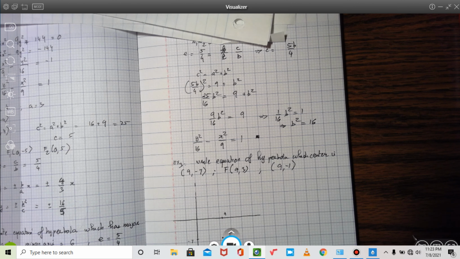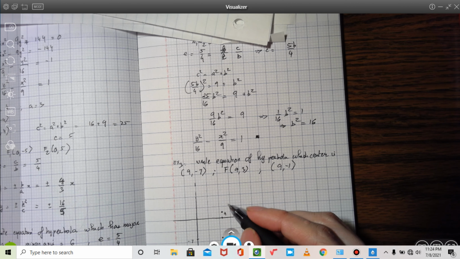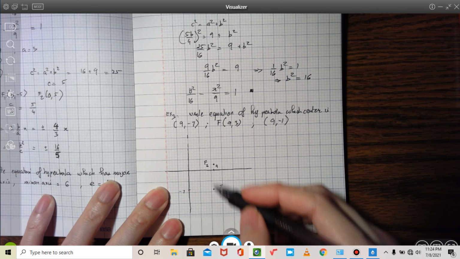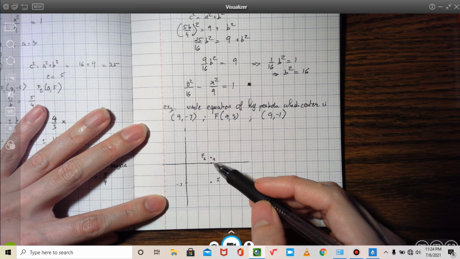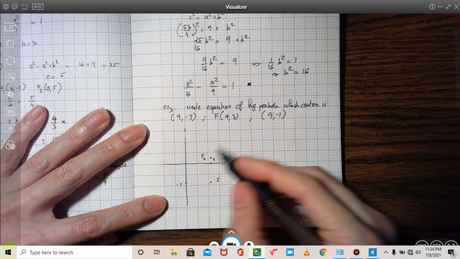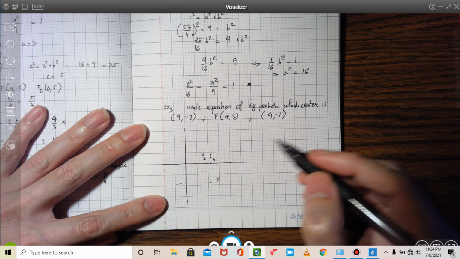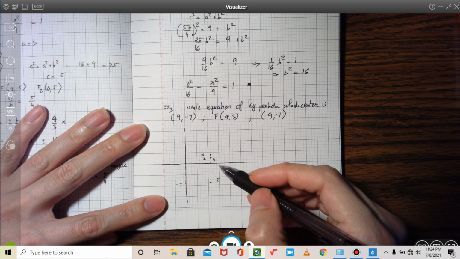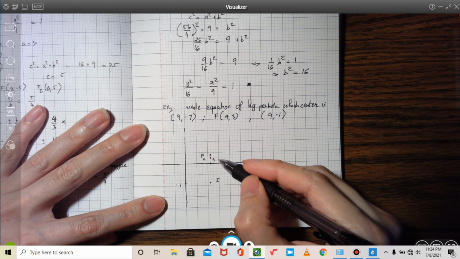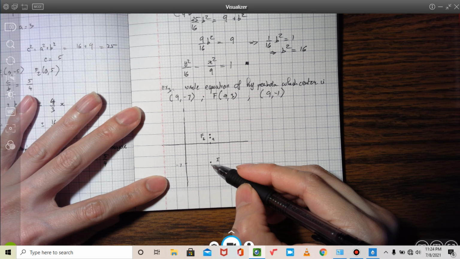And I have the focus at (9, 3), so the focus is here. So the center is right here and the focus is over here. This should be F2, right? You have F1 on the way down here. The 3 is up here. And from the distance, you can get the c value: 1, 2, 3, 4, and so on, it could be 10. So we have 7 here.